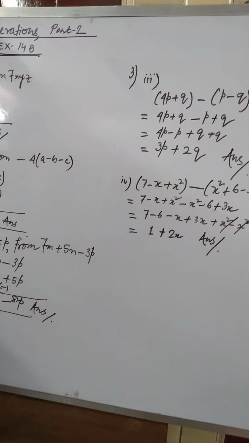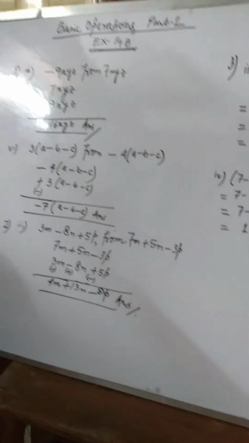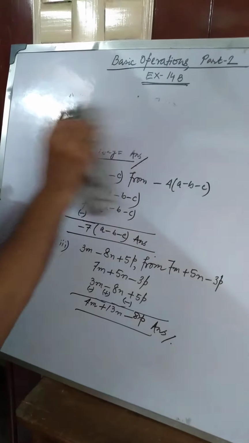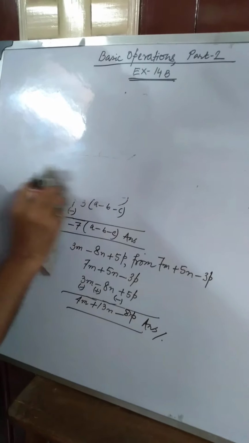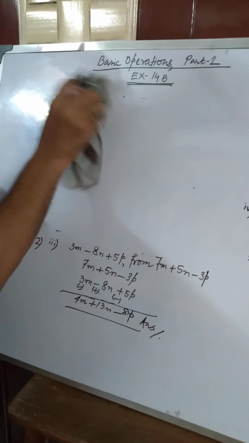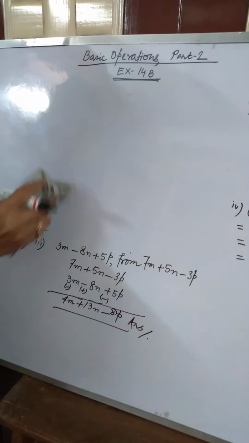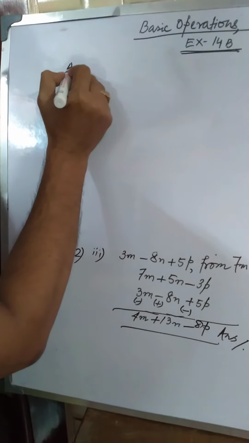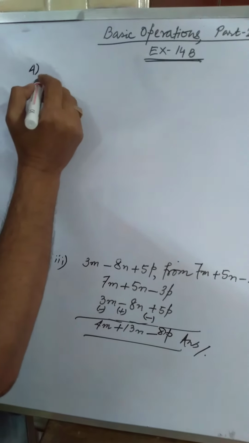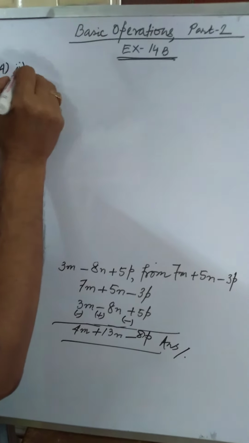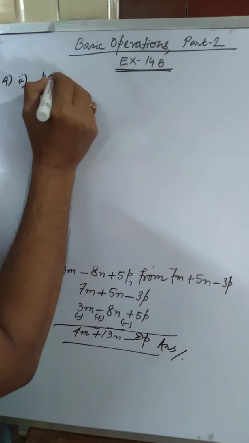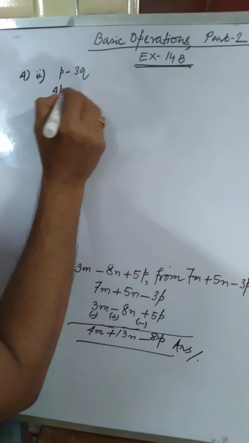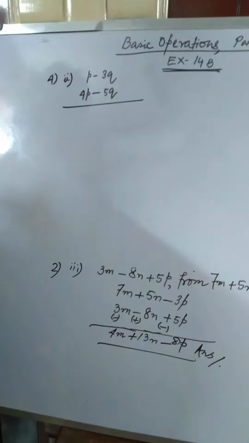Check that one. Now we move to the next question. Question number 4. I am rubbing the first two sums. Now, question number 4, say Roman 2. Subtract P minus 3Q from 4P minus 5Q. So subtraction.